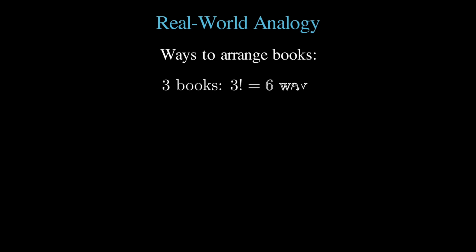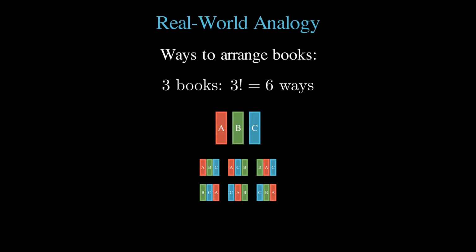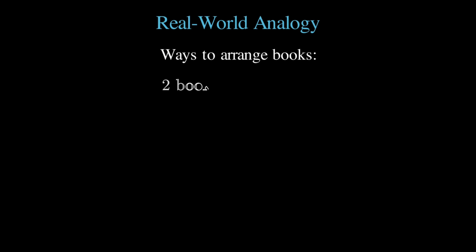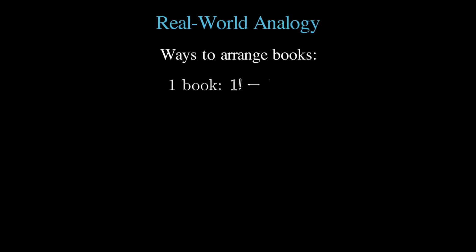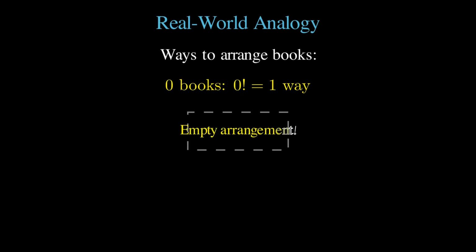For a real-world analogy, imagine arranging objects. The number of ways to arrange n distinct objects is n factorial. For 3 books, it's 6 ways. For 2, it's 2. For 1, it's 1. Now for 0 objects, there's exactly one way, the empty arrangement, no other possibilities. So 0 factorial equals 1 fits perfectly.